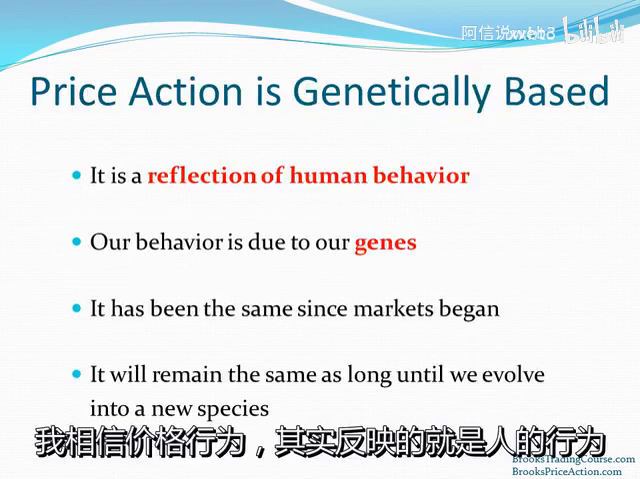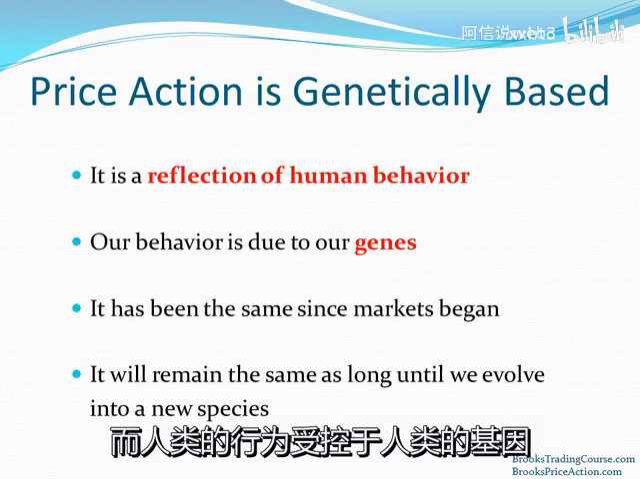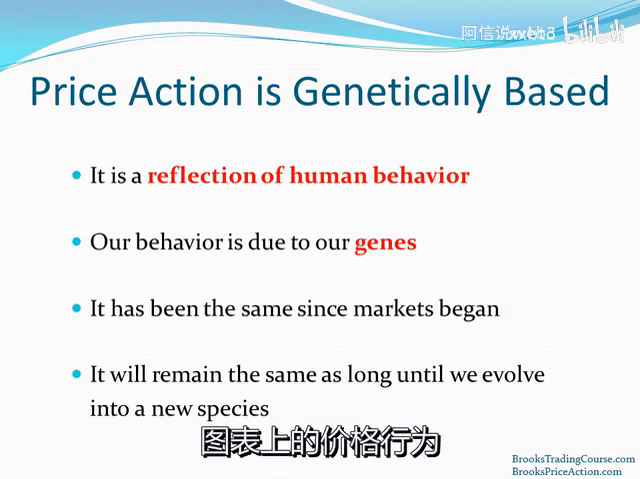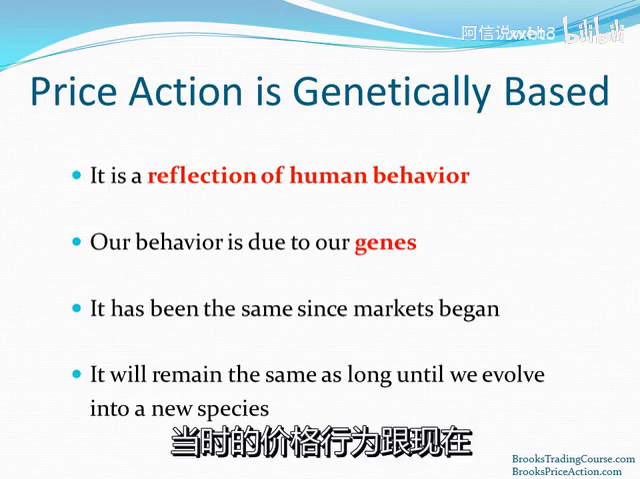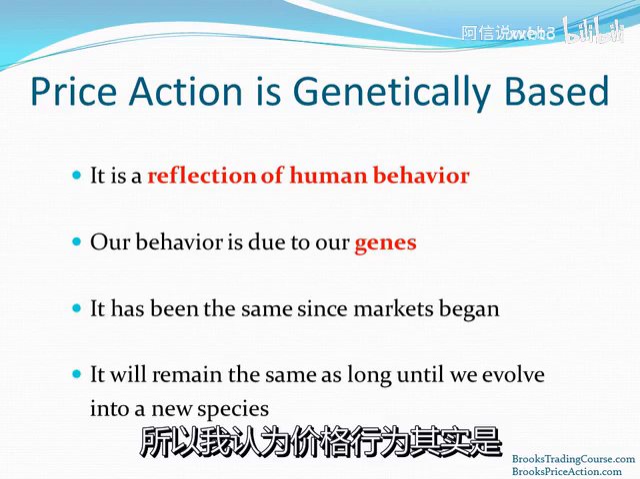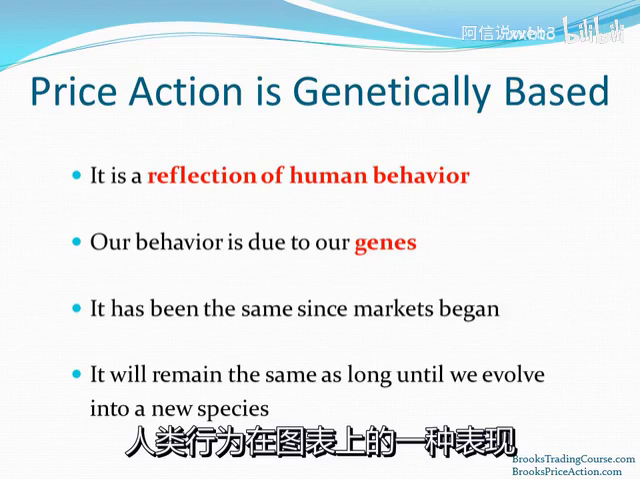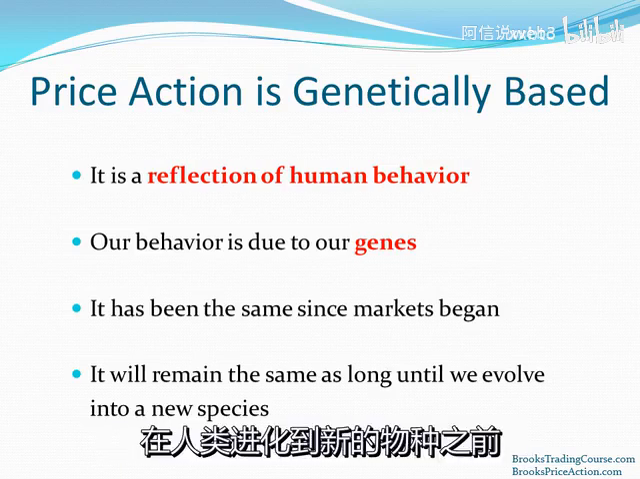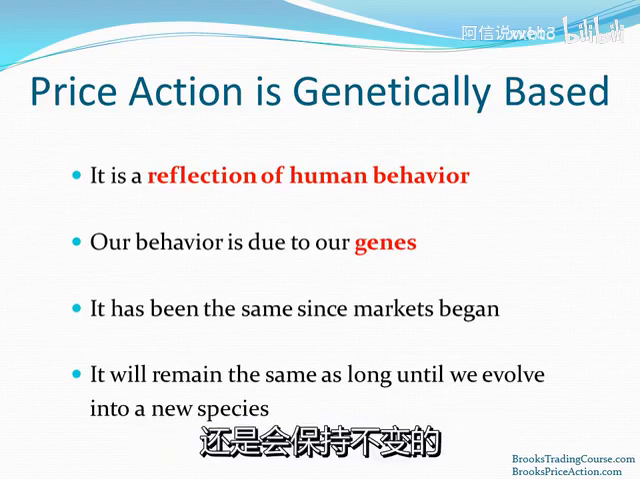I believe that price action is genetically based. It's a reflection of human behavior, and our behavior is controlled by our genes. And I've looked back at charts for over 100 years, and the charts are the same. The price action on the charts is the same as it was long ago. And since I believe price action is a manifestation of human behavior and our chromosomes, it will continue to remain valid until we become a new species.